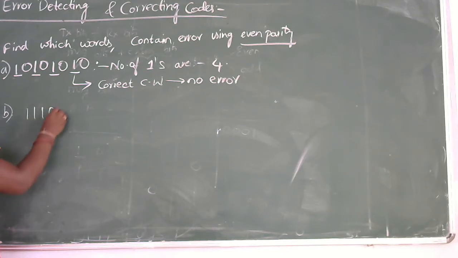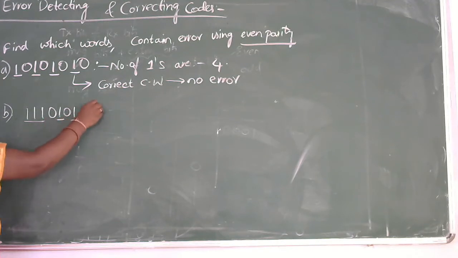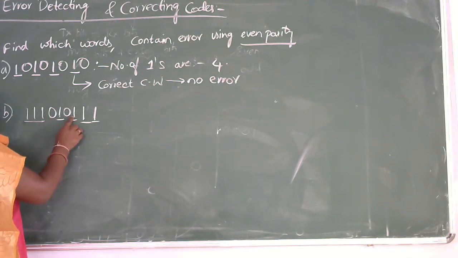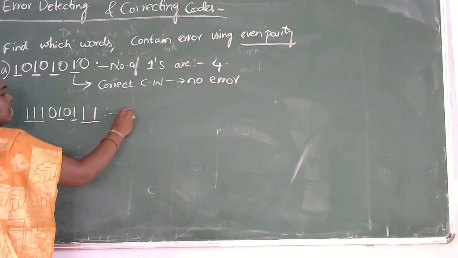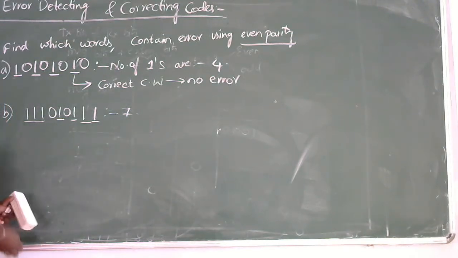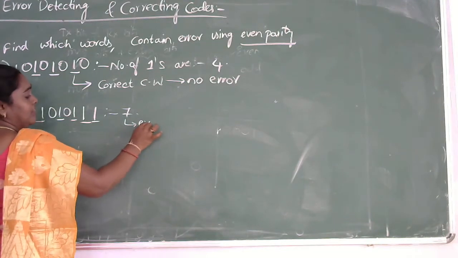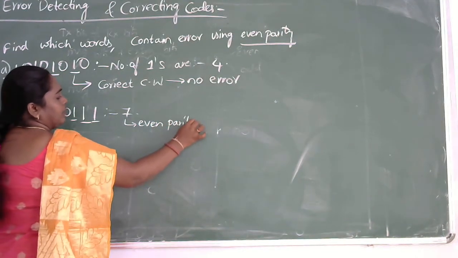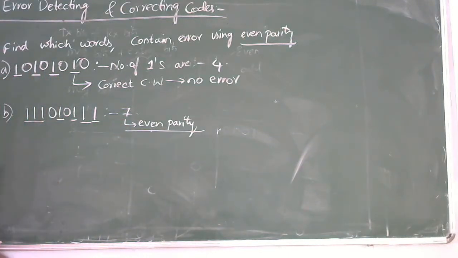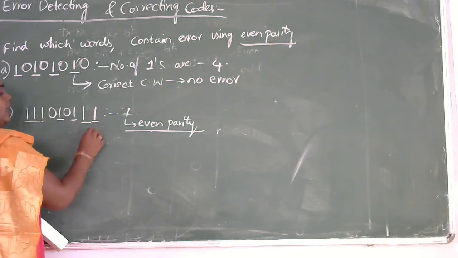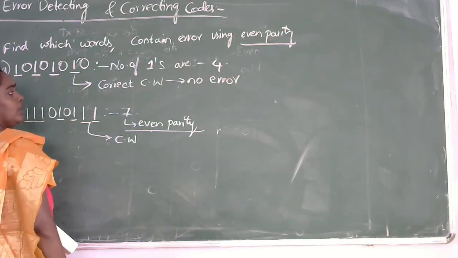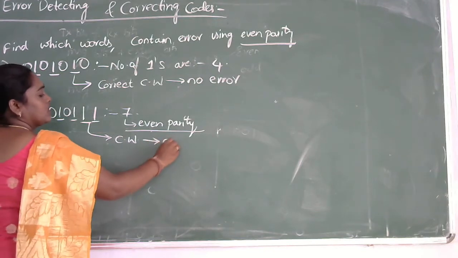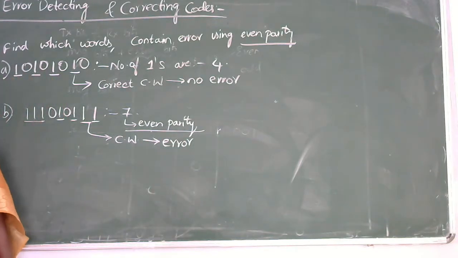Similarly, let me take another example: triple one zero, 1011. In this case, I have 7 ones. That is triple one, 01011, so the total number of ones is 7. But in the given question, they have given even parity. Even parity itself indicates the number of ones should be even. But here the number of ones is odd. That itself indicates this code word is not a correct code word. It represents that some error is present in the code word.